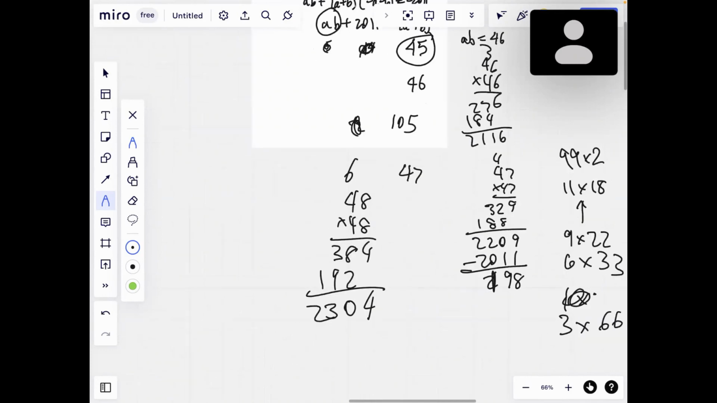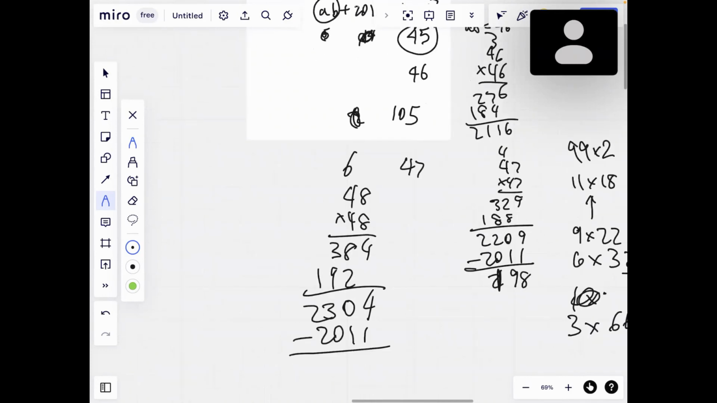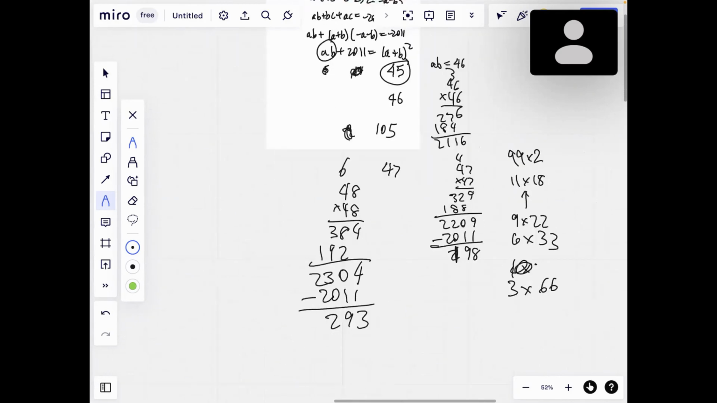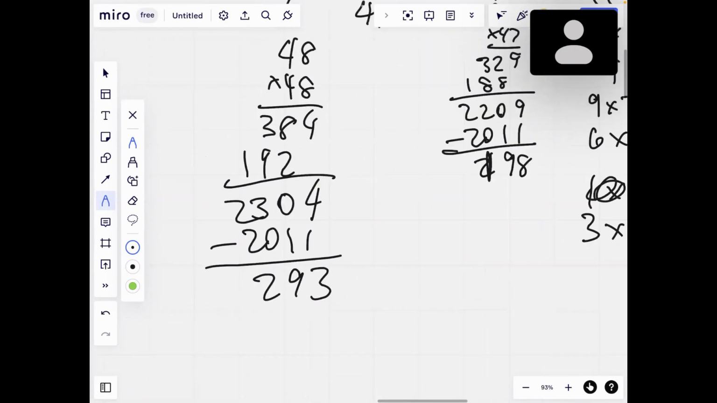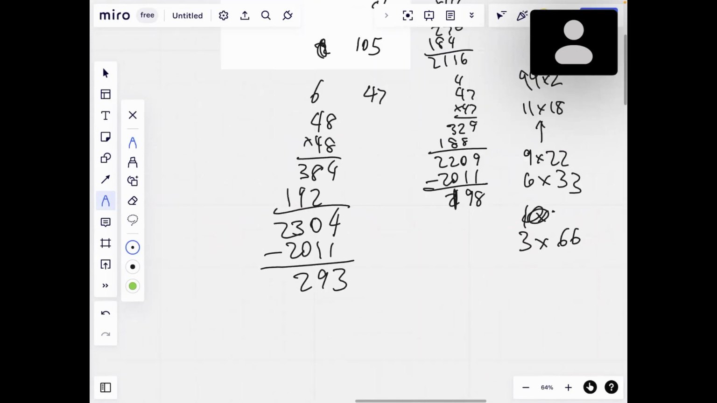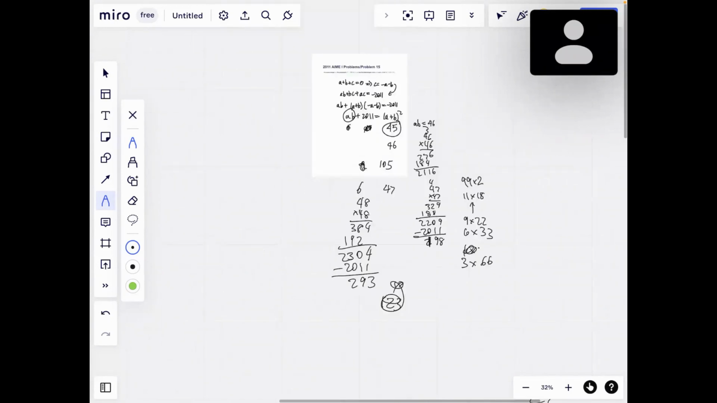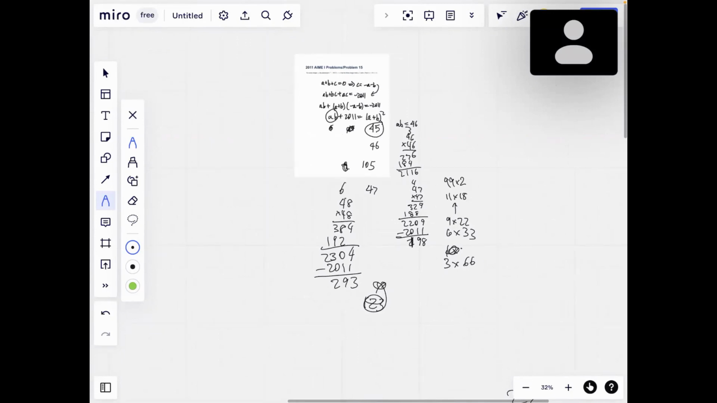2304, and we subtract 2011. So we get 293 is the product. So the factorization of 293 is prime. I think it's not divisible by 17, is it? No, it's not divisible by 17. So this is prime. So this automatically does not work.